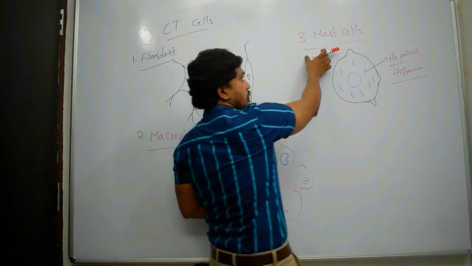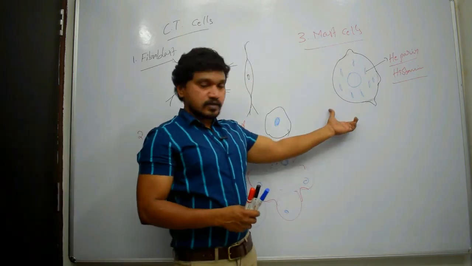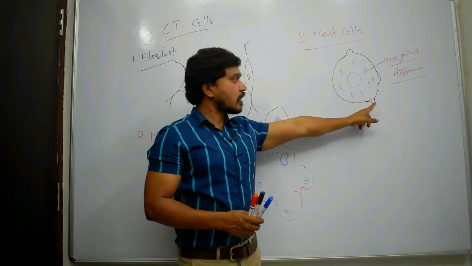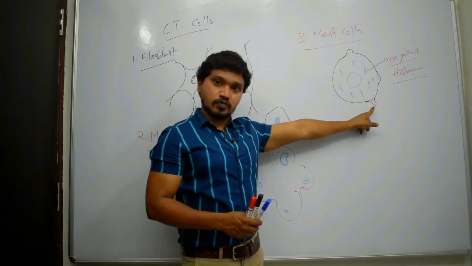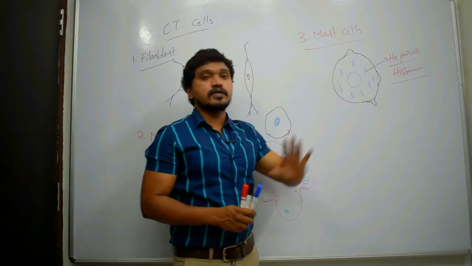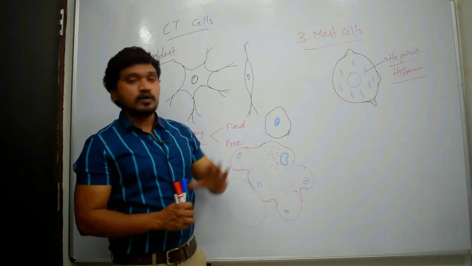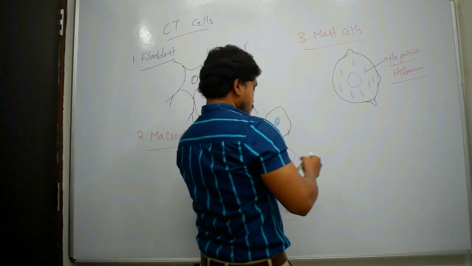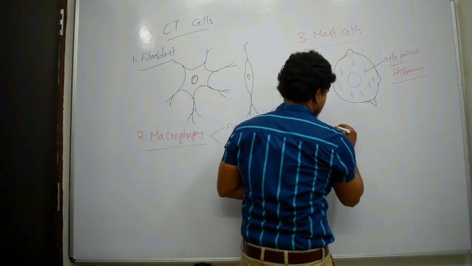This is about mast cell. Very simple: larger cells, smaller nucleus, contains coarse granules and pseudopodia or philopodia, secretes histamine and heparin. These cells are present around the blood vessels. So that is about mast cells. Next cell is plasma cell.